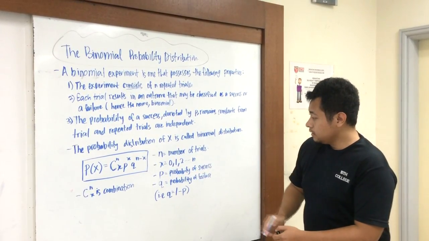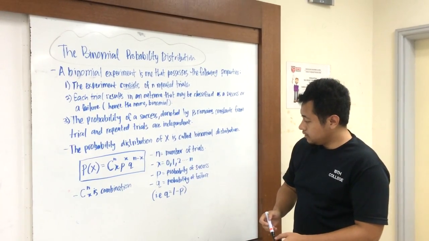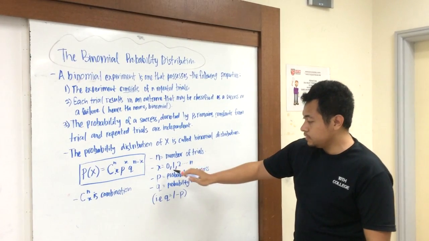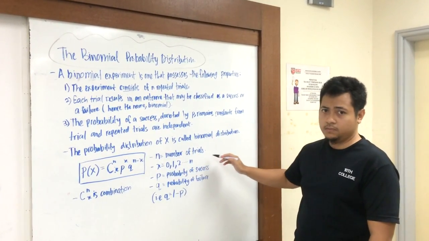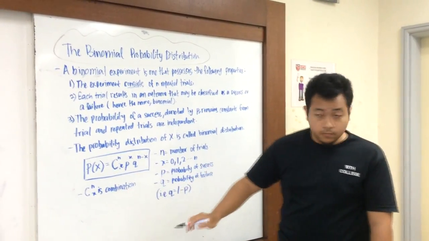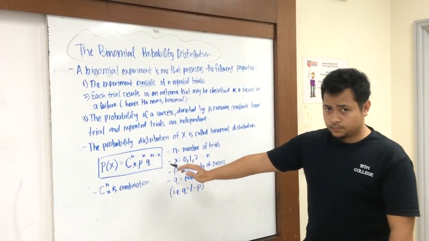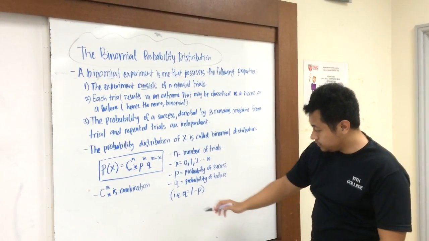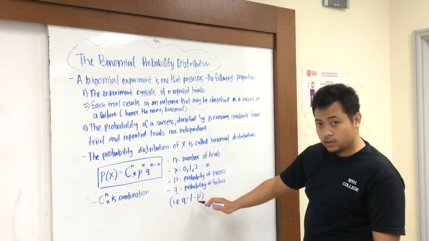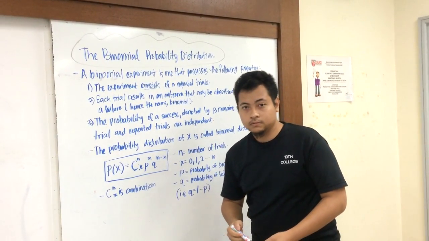For n, it is the number of trials. For x, the values are 0, 1, 2 and so on up to n. P is the probability of success and Q is the probability of failure, where Q equals 1 minus P. That's all from the introduction. Thank you.